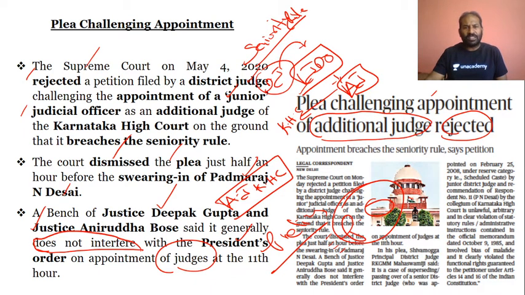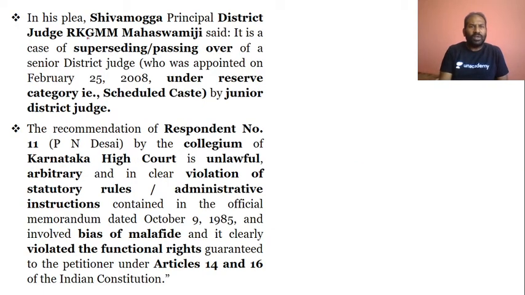The petition was filed by a district judge. And who is the one? That is the Shivamogga Principal District Judge, KG RKGMM Mahaswamiji. He filed a petition in the case of superseding, or passing over, the senior district judges. That means they haven't followed seniority, and he has filed the case based on the reserved category, that is, the Scheduled Caste. This was not taken into consideration. His plea was that the seniority level was not taken into consideration.